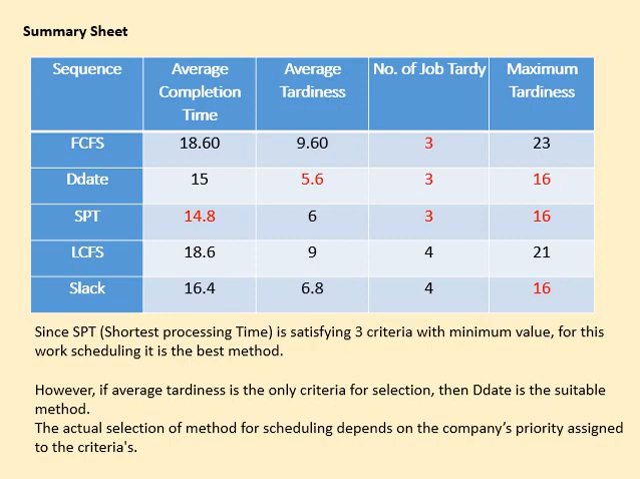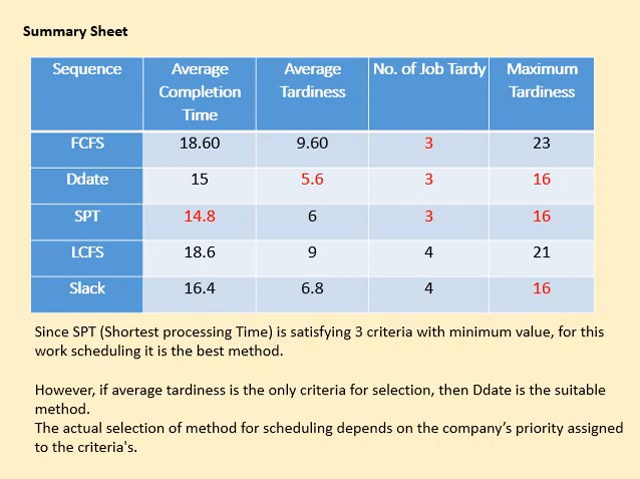Similarly, we put all the values obtained from our earlier calculations. We now try to find out minimum values for each column. And the method that is producing maximum number of minimum values for each column is the best suited method for sequencing. Here, we see that shortest processing time method has 3 criteria with minimum values, thus it is the best method for sequencing these jobs.